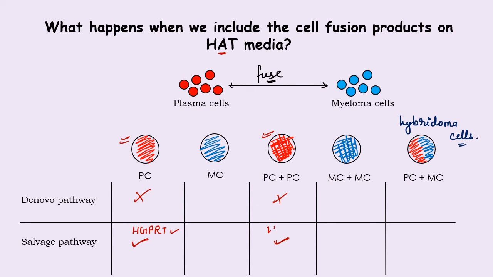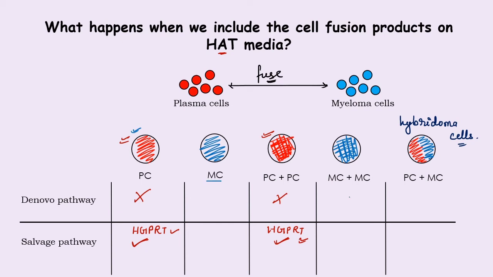Okay, they have the HGPRT gene. So they will be able to perform the salvage pathway and hence they will be able to survive. But the lifetime of plasma cells is very short. So after some time they will eventually be eliminated from the media.